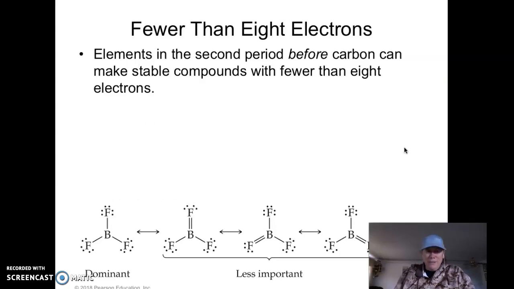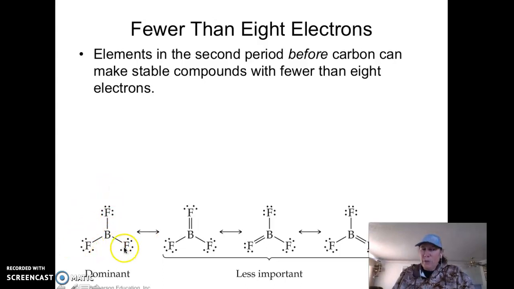Here's another example. Here's boron fluoride. Boron has 3 and fluorine has 7. So let's do the numbers. Boron has 3, and then each fluorine has 7, so that would be 21 plus 3 would be 24. But we need 32, 8 for each. So that means I need to form 4 bonds. Well, if I do it this way, I only have 3 bonds. The fluorines are good, but the boron isn't because it only has 2, 4, 6. It needs 8. So I can form 1 double bond.